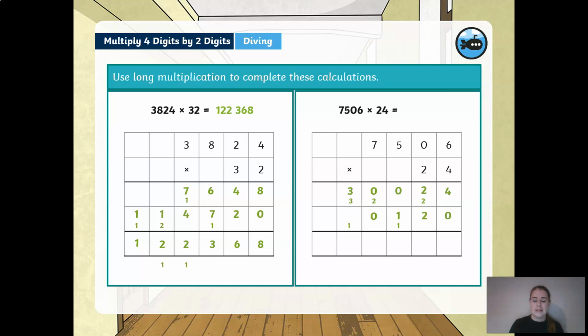And then 2 multiplied by 7 is 14. Add that additional 1 is going to be 15. Okay, so it's going to be 150,000. So we're going to write our 5, carry our 1 across. And we don't have anything else to multiply, so we just need to add that 1 on the end.